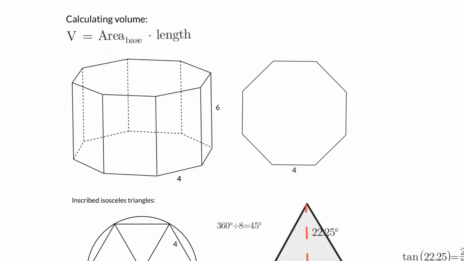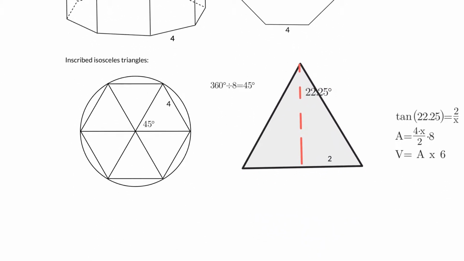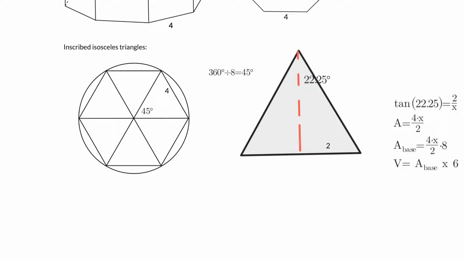Now, in order to calculate the volume of a prism, we can use a simple equation, which is the area of the base times the length. But for more challenging prisms, such as an octagonal prism with 8 different sides, it's harder to find the area of the base. So we use a method called the inscribed isosceles triangles method. So feel free to pause the video at this time to try the problem above of finding the volume of the octagonal prism. But let's continue.